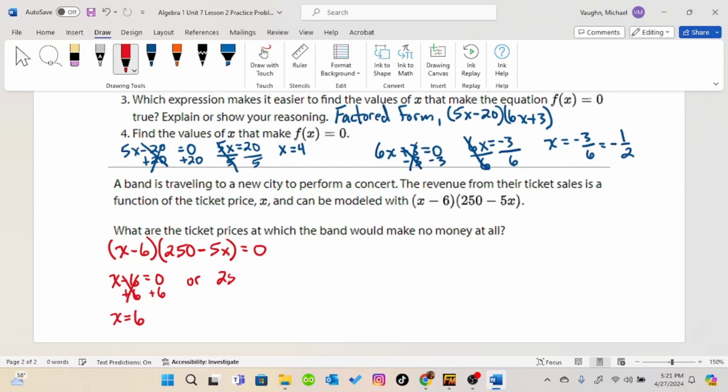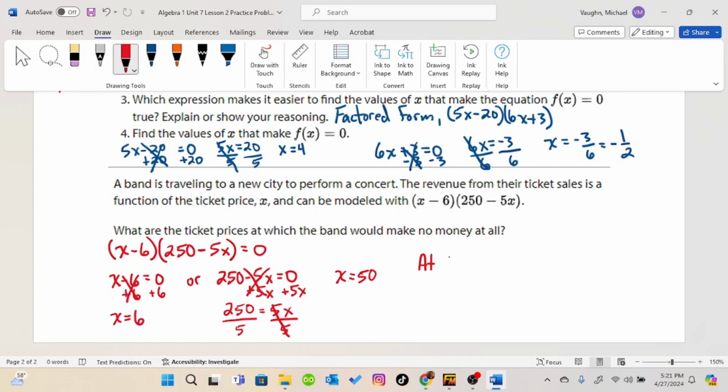Or 250 minus 5x equals 0. We add 5x to both sides. That eliminates it from the left. 250 equals 5x. We divide both sides by 5. That eliminates it from the right. And we get x equals 50.